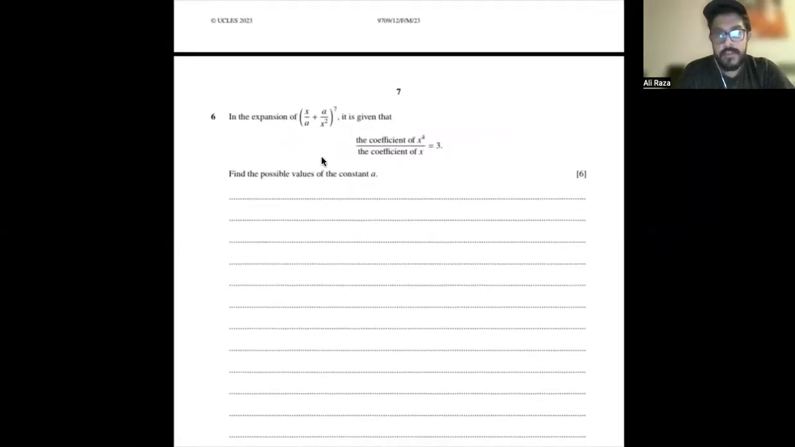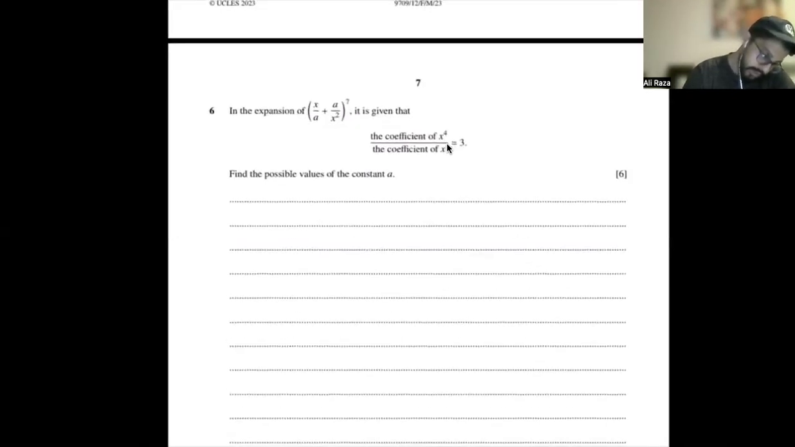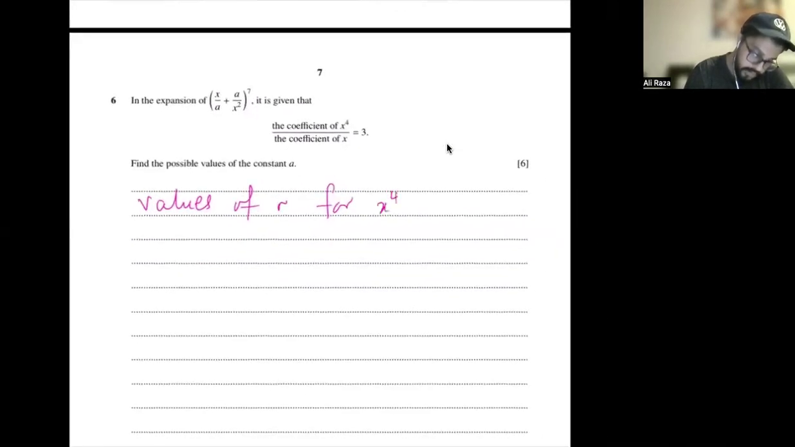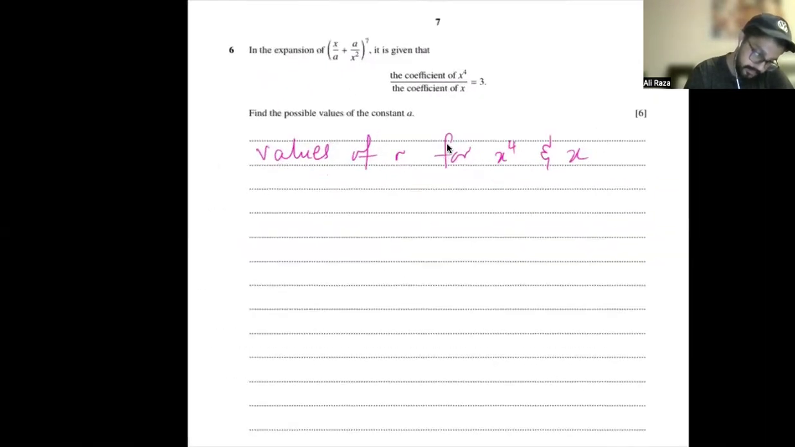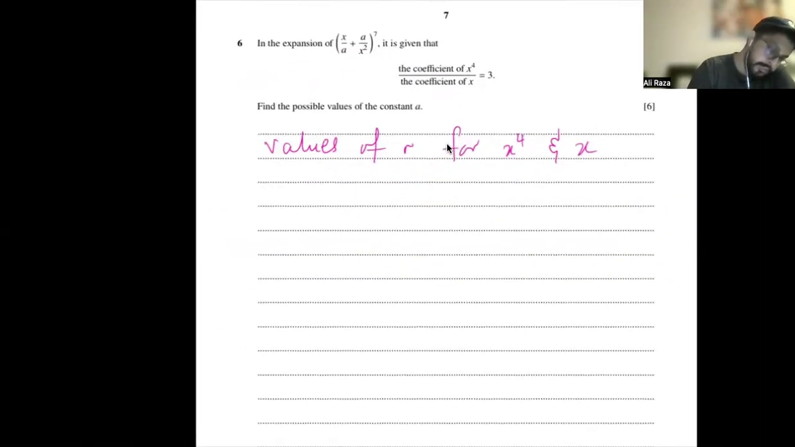In question 6, we have the expansion for x over a plus a over x squared whole power 7. We're given that the coefficient of x power 4 and the coefficient of x have a ratio of 3. Now, firstly, we'll need to find the values of r. That would result in the terms x power 4 and x. So we'll use the general nCr formula for the term.